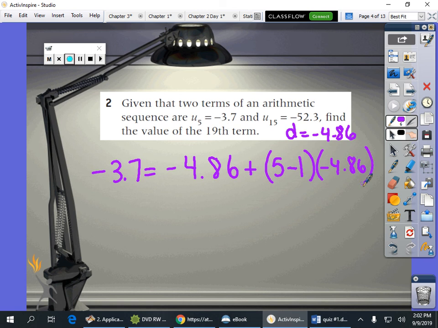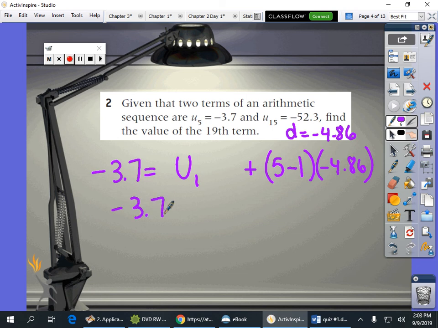Stop me if you don't know where that came from, because I didn't show what I've subbed in. I should have put u sub 1. I just plugged into that u sub n equals u sub 1 plus n minus 1 times d. Okay, I plugged in what I knew. So now I'm just going to do the math.